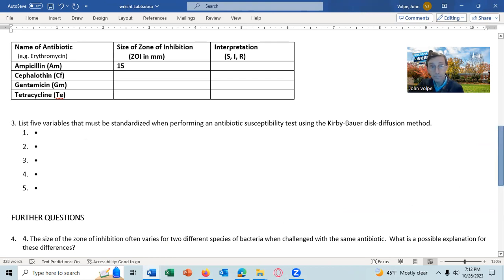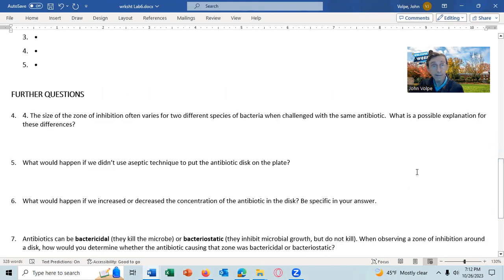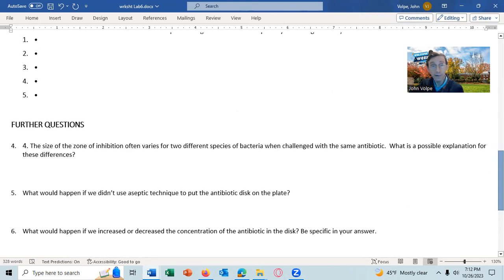4, the size of the zone of inhibition often varies for 2 different species of bacteria when challenged with the same antibiotic. What is a possible explanation for these differences? Give your answer there. What would happen if we didn't use aseptic technique to put the antibiotic disc on the plate?